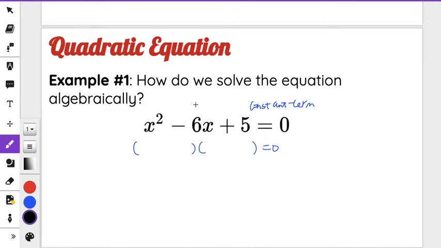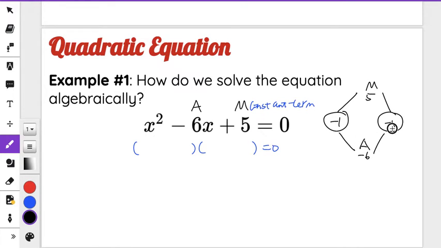This one, we are going to use the AM method. What does that mean? M stands for multiply, A stands for add. But what are we doing with these two numbers? Very similar to the diamond puzzle, I'm going to find two numbers. When you multiply them, you have 5, and when you add them, you have -6. Now you can pause here to see if you get the answer. But very soon you will realize the answer is -1 and -5.